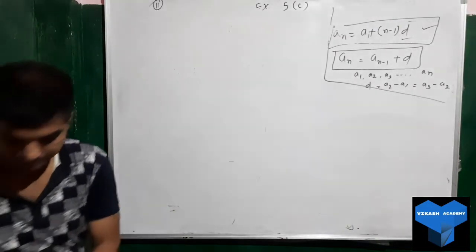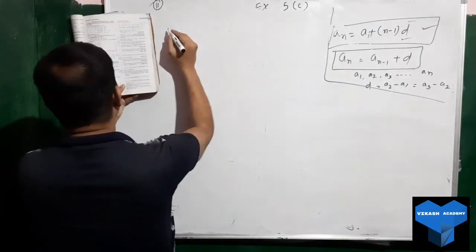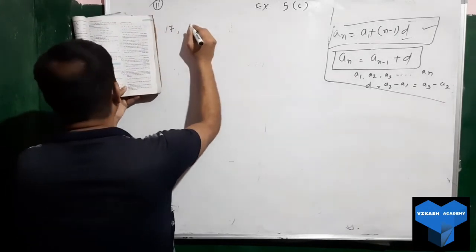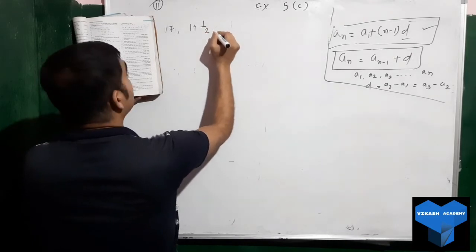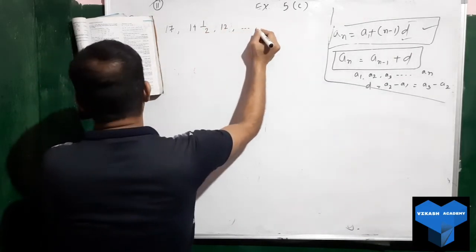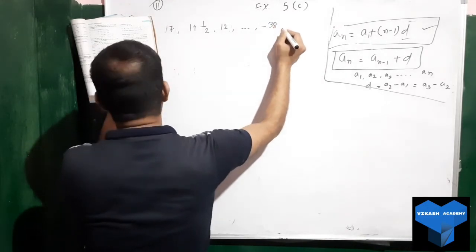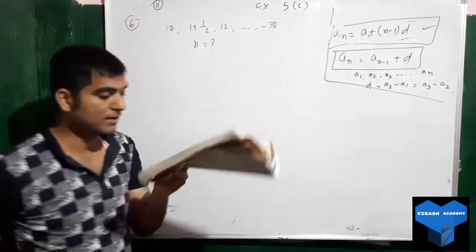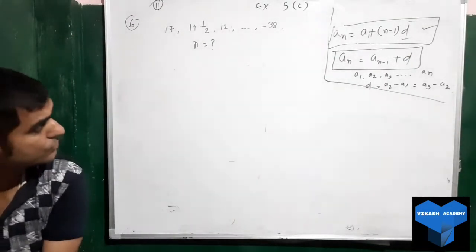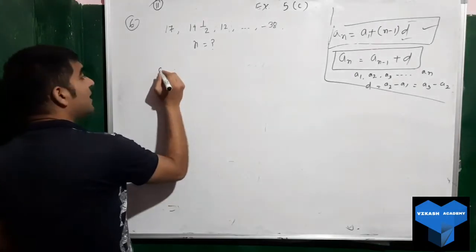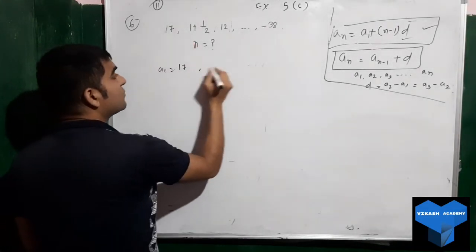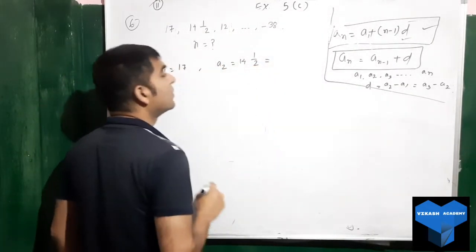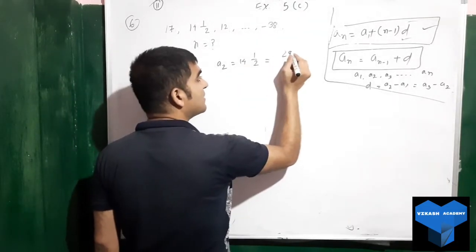Question number 6. I will directly write the terms. The given AP is 17, 14 and 1 by 2, 12, and so on, up to minus 38. What we have to find is the number of terms, which means we need to find the value of n. A1 you already know will be 17. A2 will be 14 and a half, so 14 into 2 is 28, 28 plus 1 is 29 by 2.